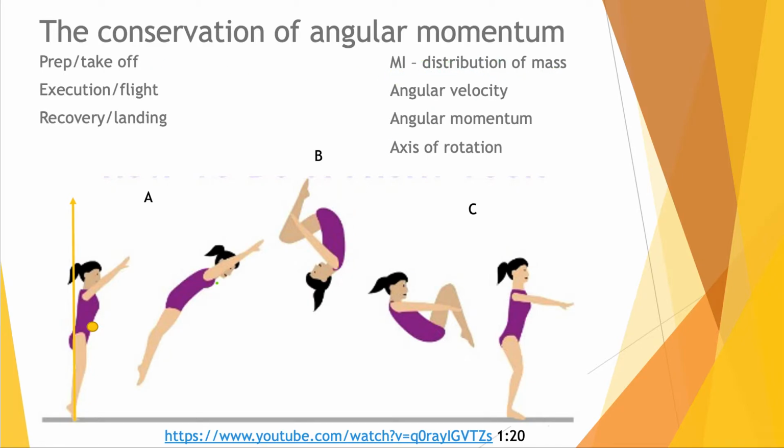And specifically here, her mass can't change, can it? She can control and change her moment of inertia while she's in the air, but she can't do it by changing her mass. She must be doing it by changing the distribution of that mass. Make sure you refer to angular velocity, you refer to angular momentum, and try your best to refer to the axis of rotation too. So pause the video and then we will go through some examples.